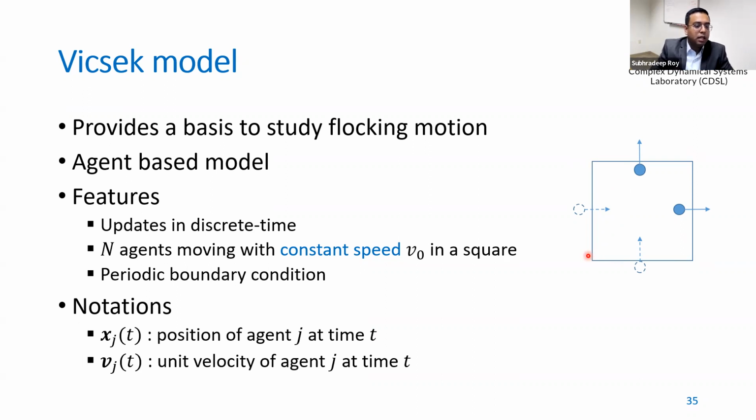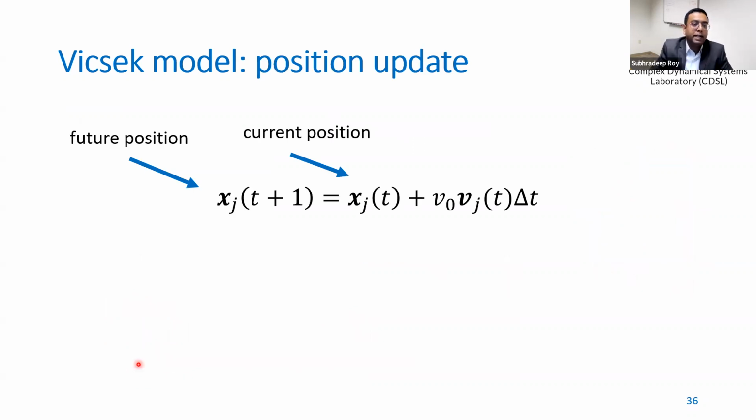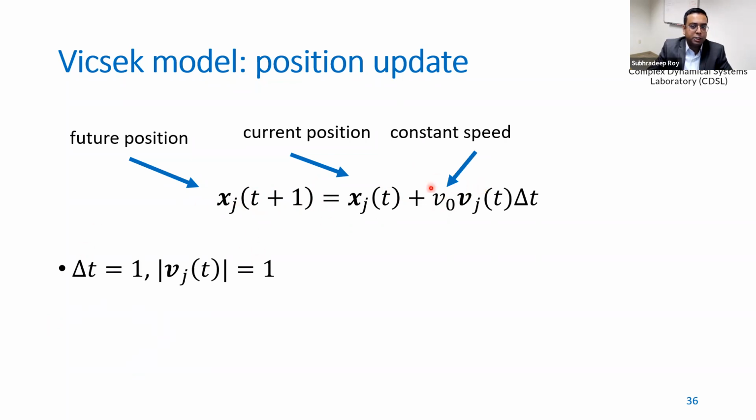Next, the notations. For an agent j, we use the position x at time t. It's a two-dimensional vector because we are simulating in a 2D environment. The unit velocity of agent j is denoted by vj, also a two-dimensional vector. Here is how the position is updated. The position of agent j at time t plus 1, the next time step, depends on two quantities: the current position and v times delta t. So basically forward Euler. Here you have the constant speed V naught, then the unit velocity vector vj, which has norm 1, and we set delta t equal to 1.